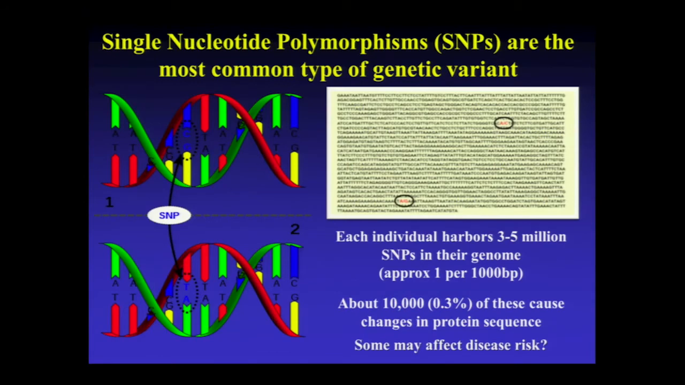Single nucleotide variants are the most common kind of genetic variation in our genome. Each of us typically carries between about 3 and 5 million single nucleotide variants in our DNA. As a very rough approximation, that's about 1 per kilobase. So they're pretty frequent.